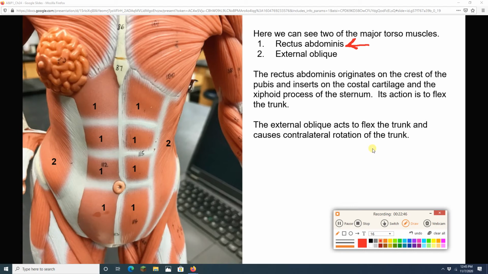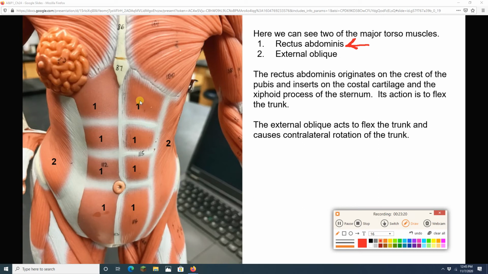Anyhow, the rectus abdominis is going to originate down here on the crest of the pubis, pubic bone, come up and insert on the xiphoid of the sternum, as well as on some costal cartilage under here, under your rib cage. This is going to flex your trunk. Think about doing a classic sit-up. Doing a classic sit-up, you are flexing your trunk. You are using your rectus abdominis.